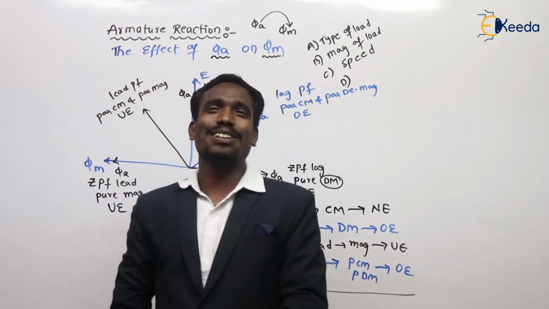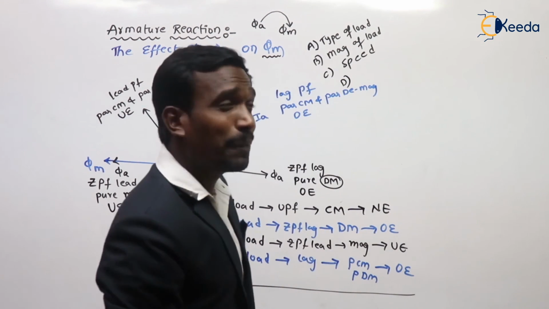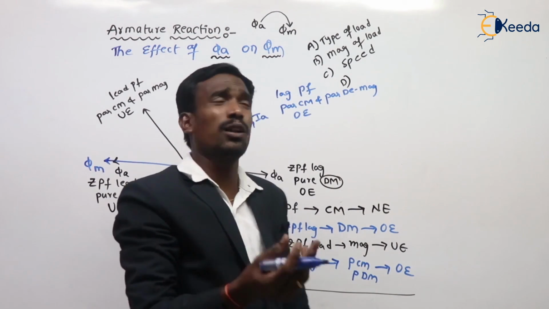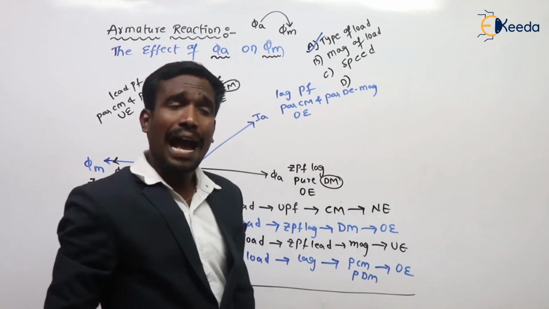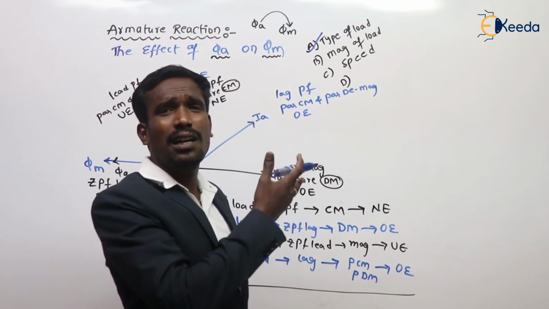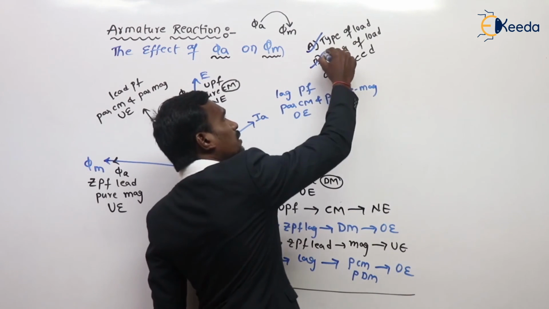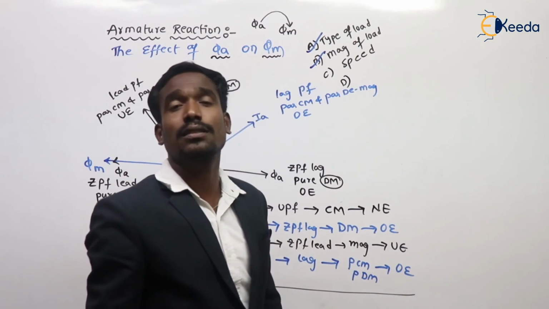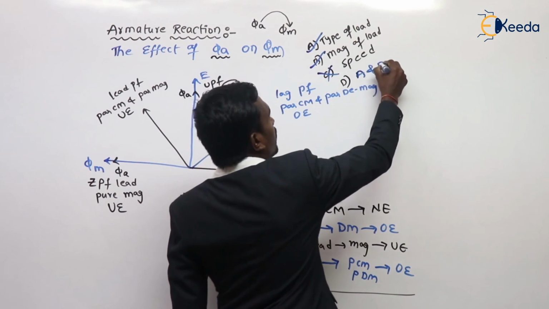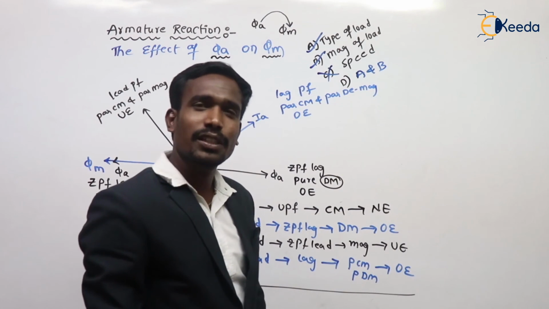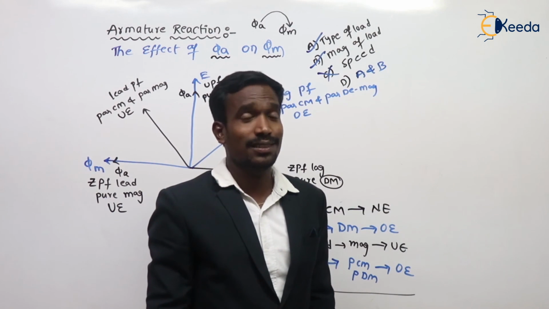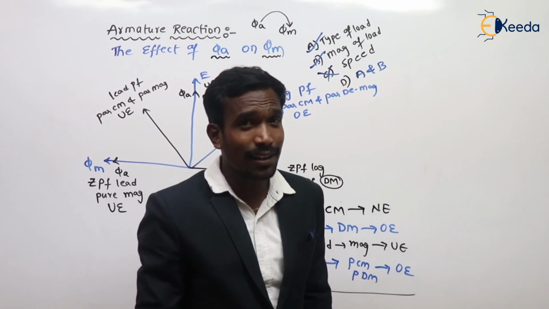In synchronous machine, the armature reaction depends on type of load: lagging load, leading load, unity power factor load. So it depends on type of load as well as magnitude of load. If load increases, the armature reaction also changes. So it also depends on magnitude of load, but it won't depend on speed. So what is the correct answer? A and B is the correct answer. The armature reaction depends on type of load and magnitude of load, but not on speed. Is it okay? Right? This is clear? Thank you.